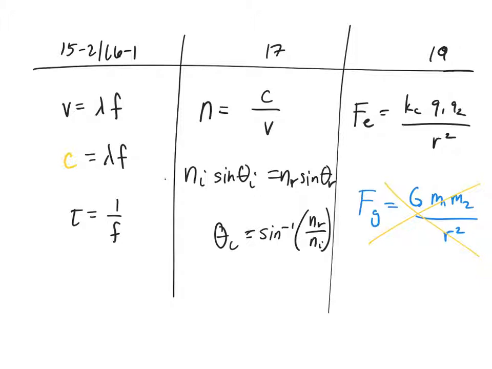So glass, diamond, water, that's going to vary depending on what the medium is. But it has to be above 1, pretty much. N will always be above 1, yeah. Correct, because the numerator is always going to be greater than the denominator.